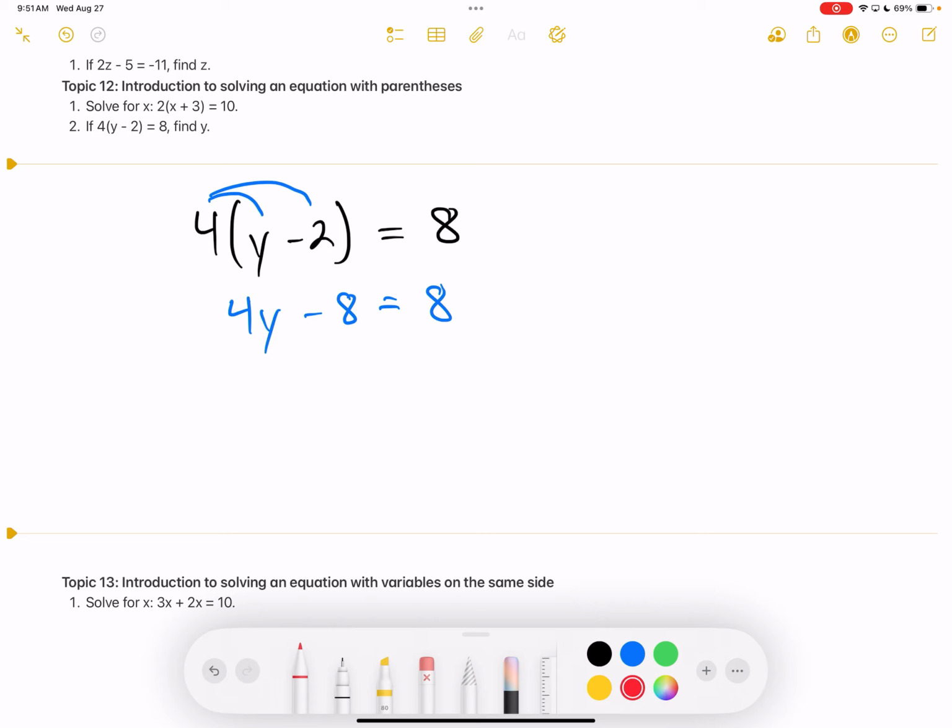Now this looks just like the problems we were just doing. I'm going to get rid of this negative 8 first by adding 8 to both sides. So I get 4y equals 16. And then you could divide by 4, so y is equal to 4.